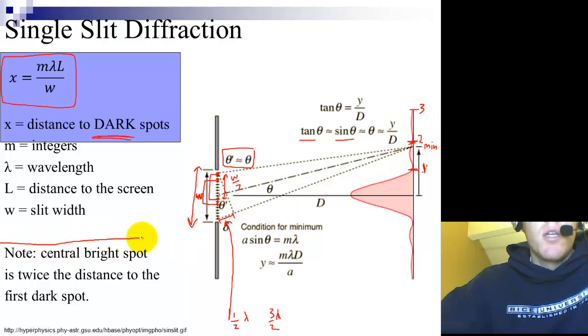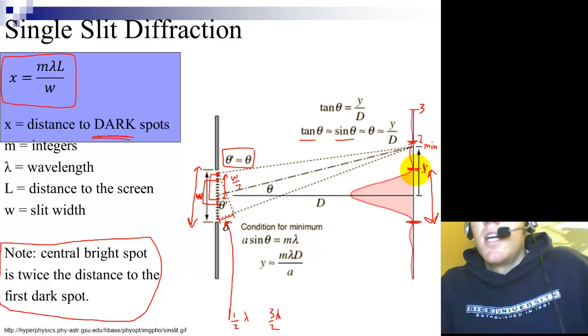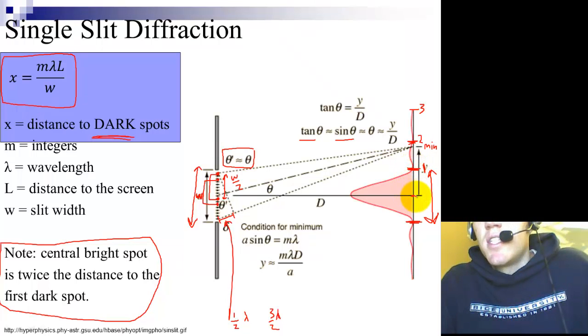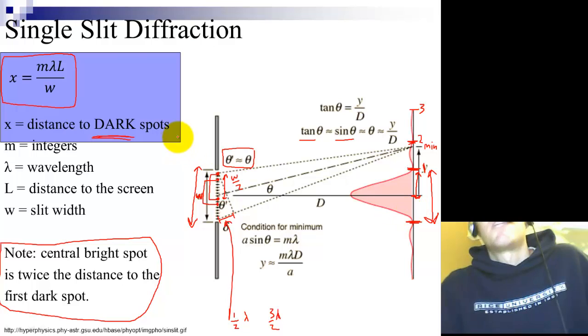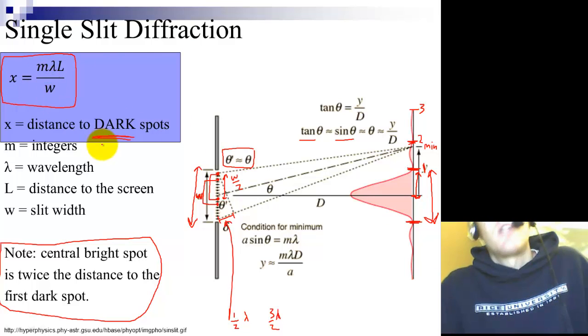But typically, what you're actually going to measure in an experiment, and what's going to be given to you in problems, is the width of the central bright spot. So from here down to here. So this total distance right here is typically what's asked or what's given in a problem. And so you can remember that this is a dark spot and this is the center. So the distance up to here is the distance to the first dark spot, and then you can double it to get the width of the bright spot. So the width of the bright spot is twice the distance to the first dark spot. So that's very useful for calculating some problems.